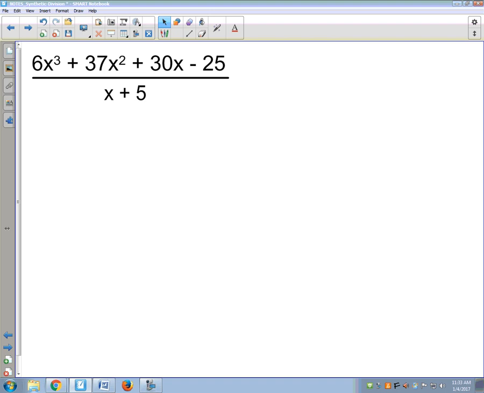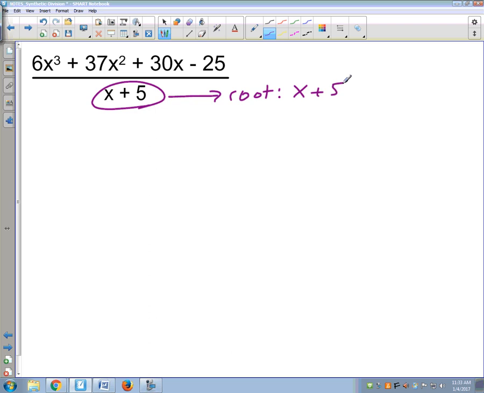Synthetic division. We're going to start with the denominator, what we're dividing by. We're going to start by finding the roots of the denominator. You remember how to find the root of something? How do you find the root of something? You do the opposite. Set it equal to 0 and solve. The root of x plus 5 is negative 5. The root is negative 5. And that negative 5 is going to go in a little box in the upper left-hand corner. We're going to be using that a bunch as we do the problem.